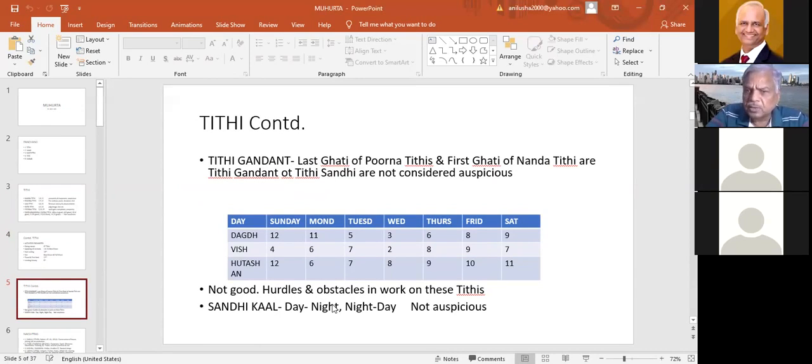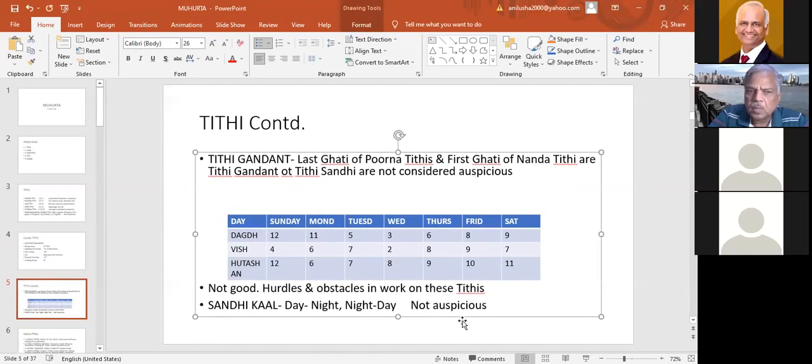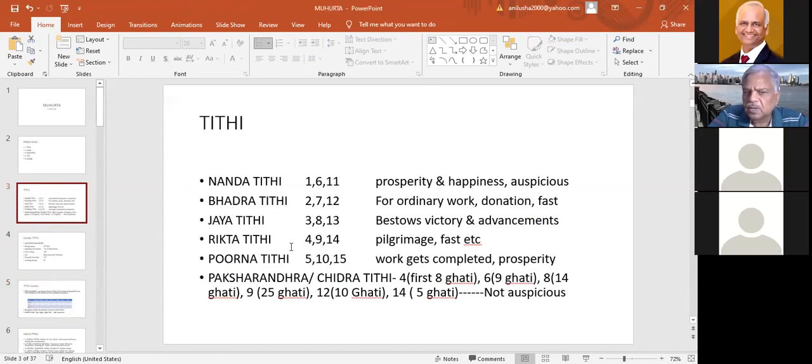Tithi Gandant. Gandant means joining point. So we have divided the Tithi into Nanda, Jaya, Bhadra, Rikta, Purnima. So what is the joining point of them? The last Ghati of Purna Tithi and the first Ghati of Nanda Tithi. These are the joining points.